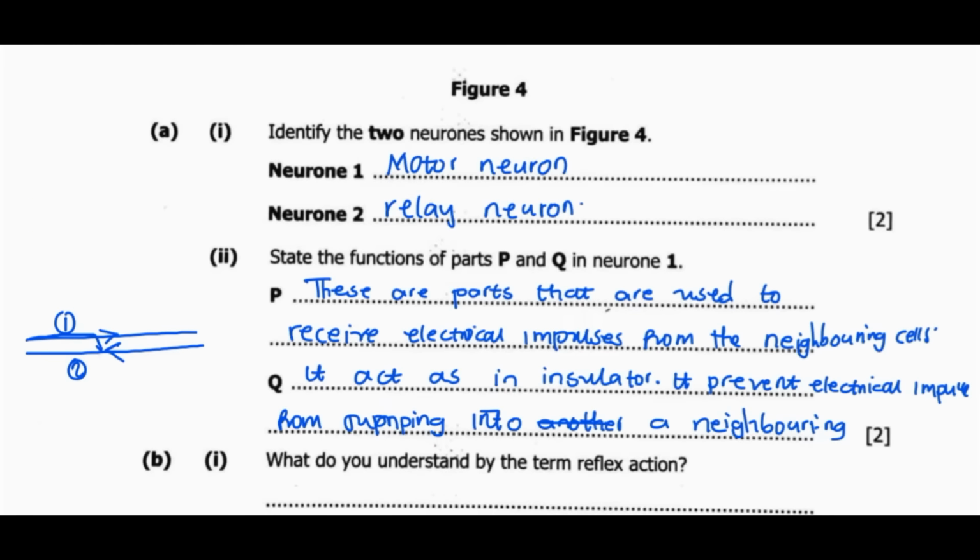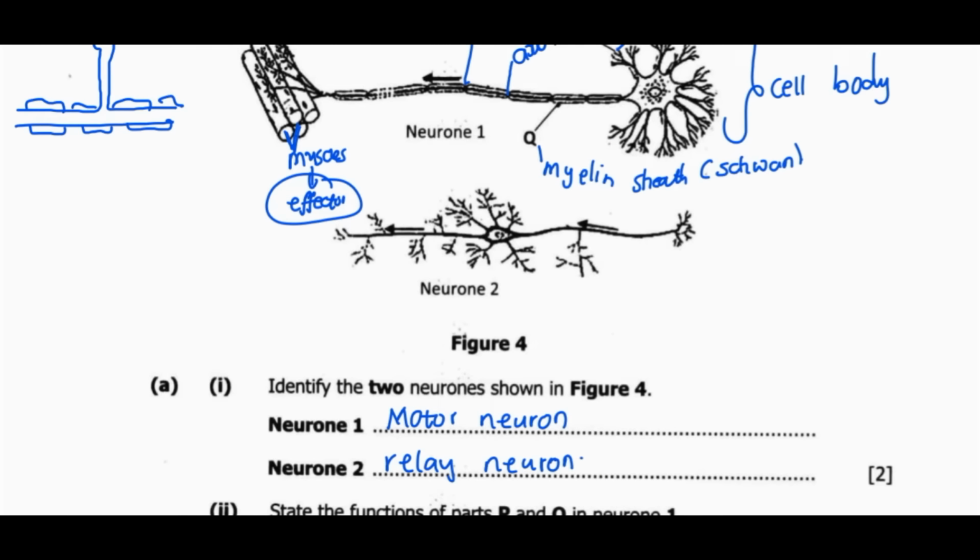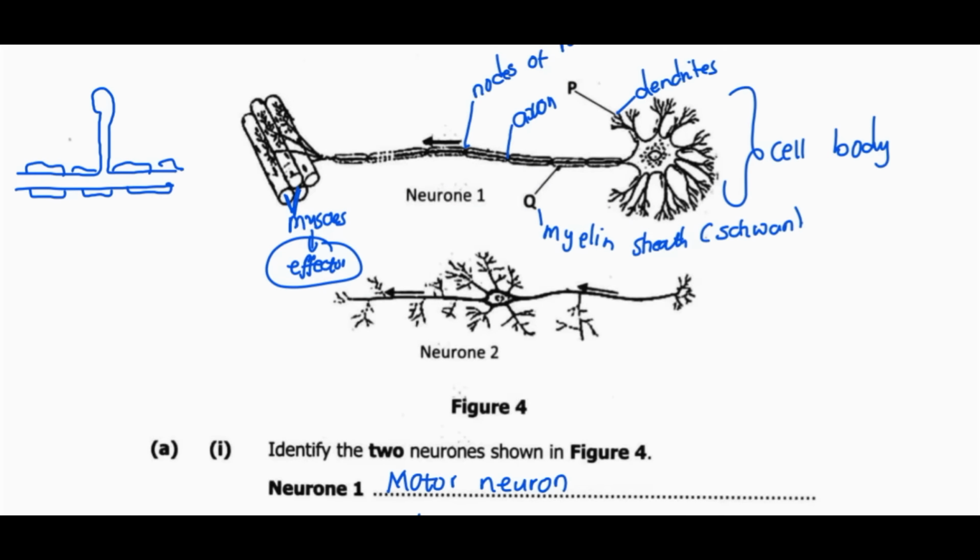Then if we go back here, we'll look at the function of the myelin sheath, which is acting as an insulator. Then the nodes of Ranvier, the function of these parts is just to accelerate or to increase the speed of electrical impulses. Then we also have the axon, which is the passage for electrical impulses.